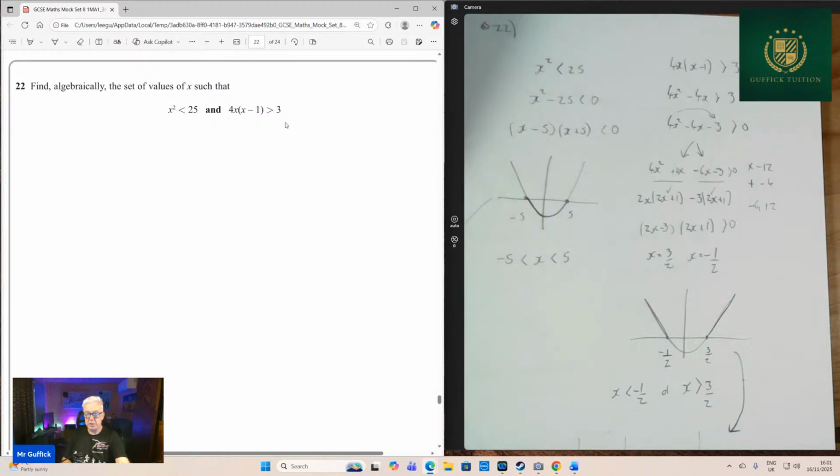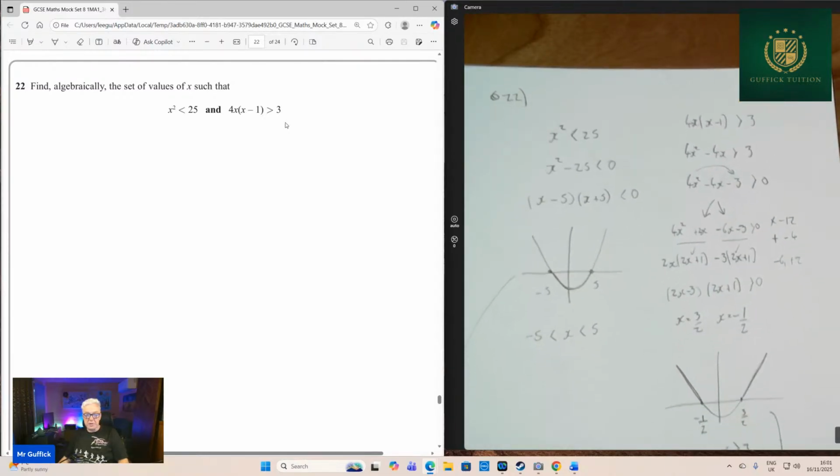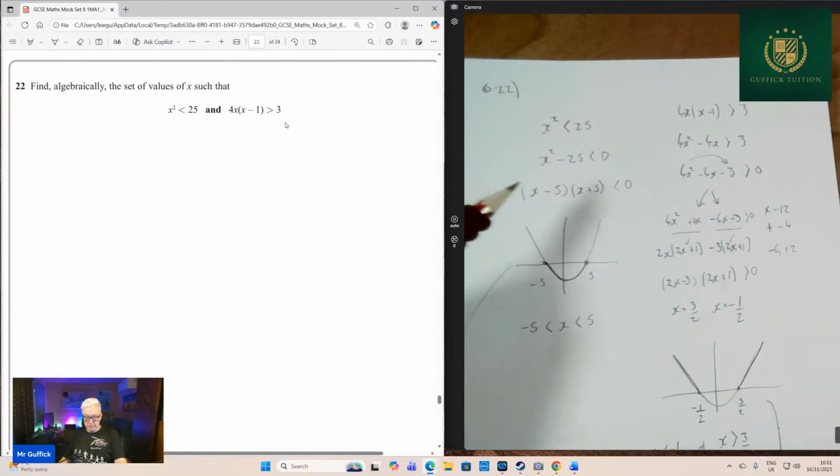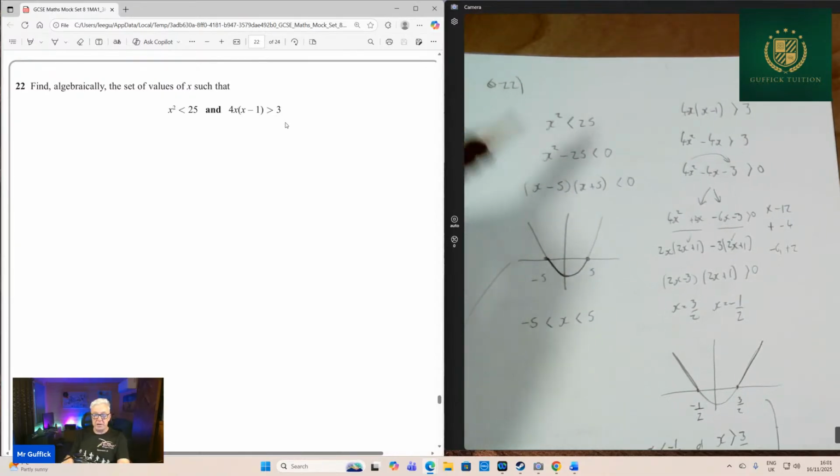So the first thing to do is to rearrange the way in which they've written the x squared is less than 25. Okay, so what we're going to do is take the 25 across to the other side. So that gives us x squared minus 25, which we might recognize as being the difference of two squares. Okay, so we factorize that, and that's going to factorize into x minus 5 and x add 5.